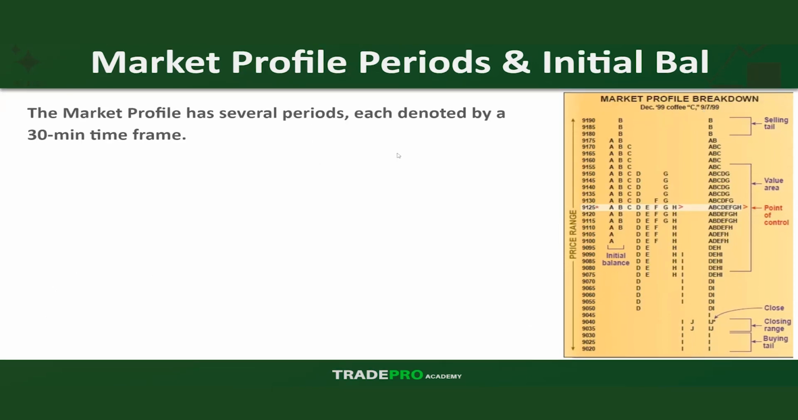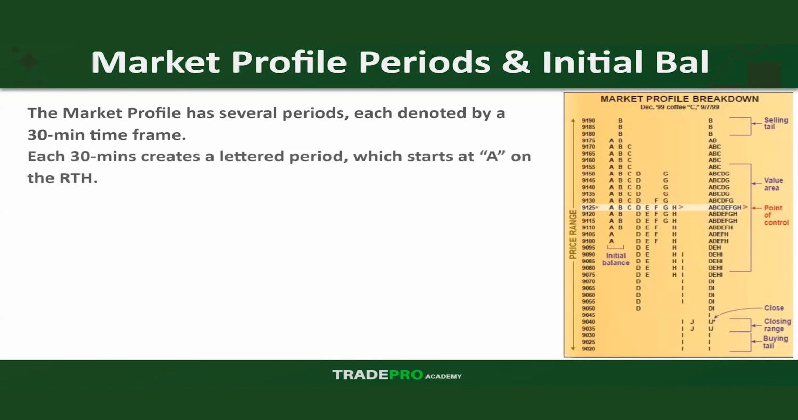So the market profile, like we've outlined before, just to give you a little background again, has several periods, each denoted by a 30-minute time frame. Each 30-minute time frame creates a lettered period, which starts with A on the regular trading hour session. So they go A from 9:30 to 10, B from 10 to 10:30, and so forth, C, D, E, F, G.